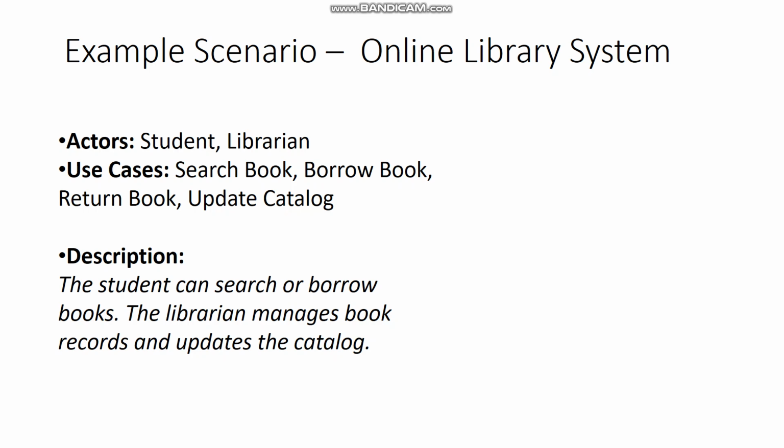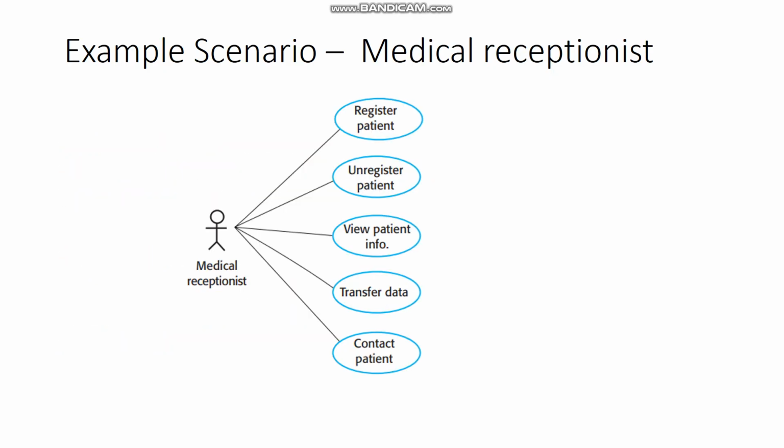So that system will have another actor as well. Use cases can be search book, borrow book, return book, and update catalog. So the student can search or borrow, and the library manages books, records, and updates the catalog. We have another scenario as well, where a medical receptionist can register a patient, unregister a patient, view patient information, transfer data, and contact the patient.